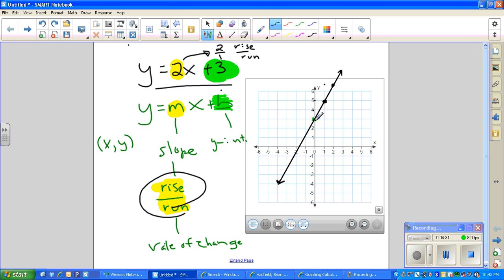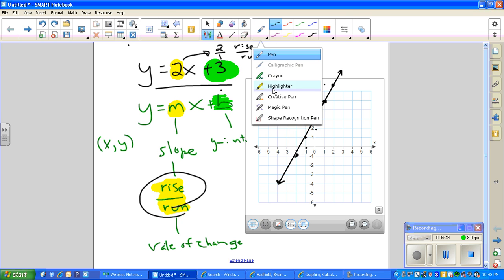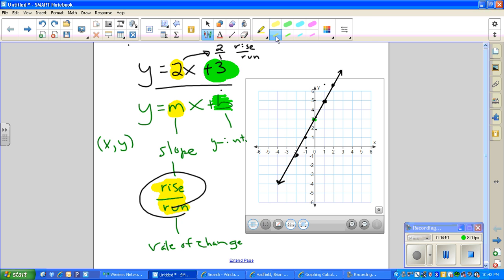So I could go down 2, 1, 2, and a run to the left, 1 place. I can do that as much as I want to, and it would just make the line that much more exact. But you can see here the slope is always almost like a stair stepping.